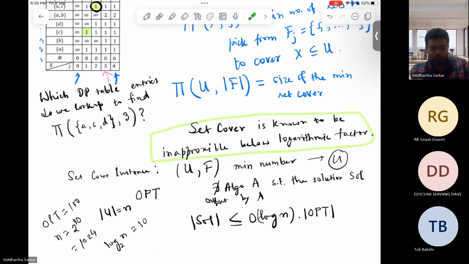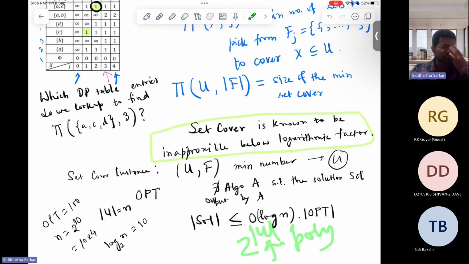So what it is saying is that if the universe size is constant, then I give you an algorithm which runs in polynomial time. The running time is 2 to the power u times some polynomial. So if the universe size is constant, it is a polynomial time algorithm. But if the universe size is large, then of course you are right that no algorithm can in fact be anywhere close to the optimal in polynomial time.